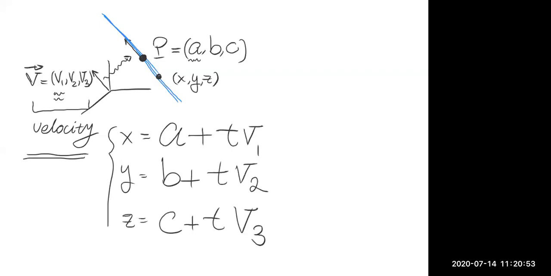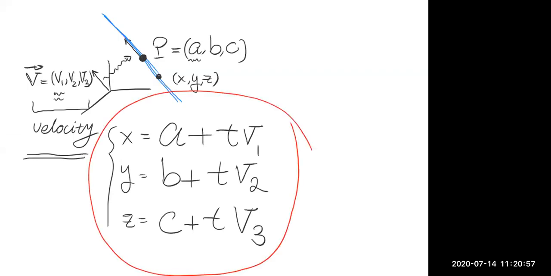These are the equations. A, B, C are the components of the point. V1, V2, V3 are the components of the vector V. What do these equations mean? If you set t equal to 0, it tells you where you are at time 0. You would be exactly at the point P.